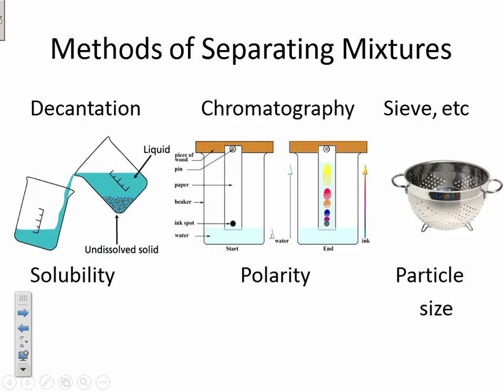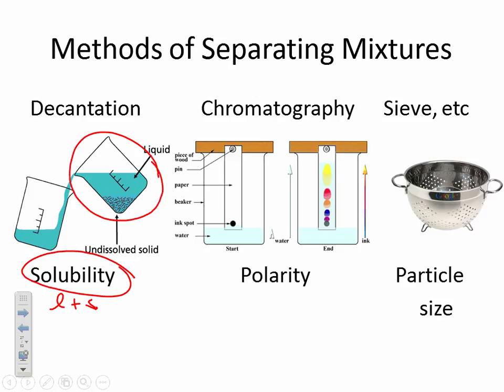And then finally, decantation, chromatography, and sieves, more methods of separating mixtures. Decantation is another way of separating things based on solubility, so quite often liquids and solids. And this is a ridiculously simple method of separation. You go really, really quickly. And you have your mixture here, right? And you have your solid on the bottom, and then you have your liquid on the top.